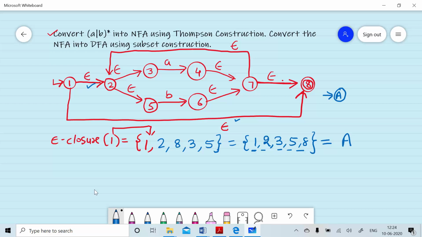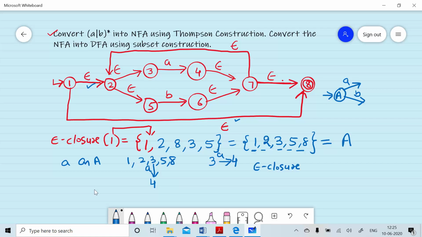Now we will discuss what will happen if we read A on A and B on A. So A on A means we will check 1, 2, 3, 5 and 8 and we will check the outgoing edge of A on these states. On 3, we have an outgoing edge of A and we are reaching 4. On 1 there is no outgoing edge of A. On 2 there is no outgoing edge of A. On 5 there is no outgoing edge of A. On 8 there is no outgoing edge of A. Now on 3 we are reading A and we are moving to state number 4.